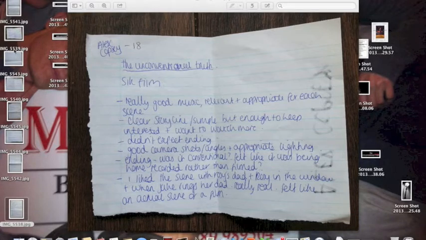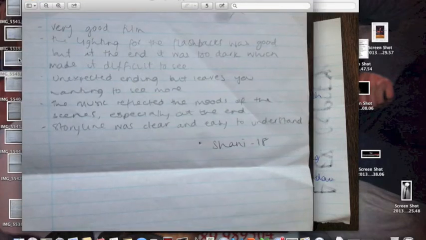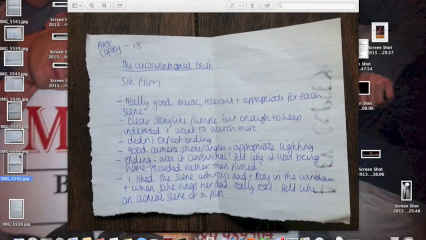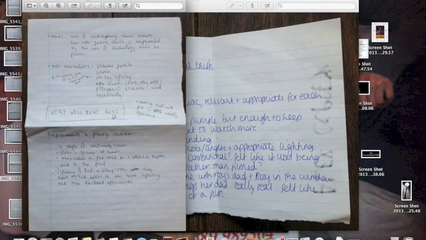Things that people thought could be improved. There's a couple here that talk about the lighting at the end. The murder scene, where we tried to create low-key lighting, was too dark. So I think there we could improve. It's that one, and there's also this one. It says down here.